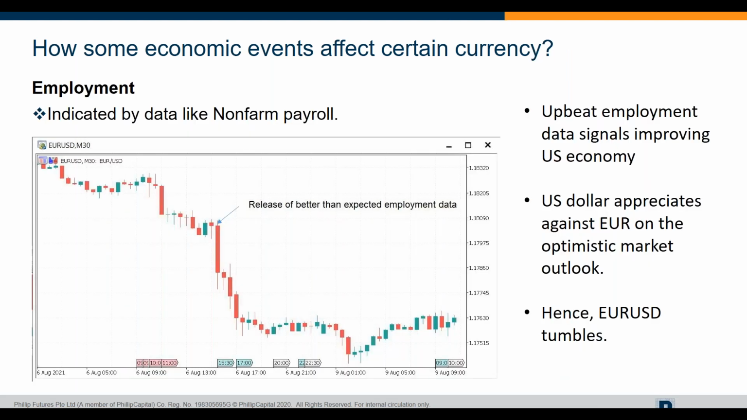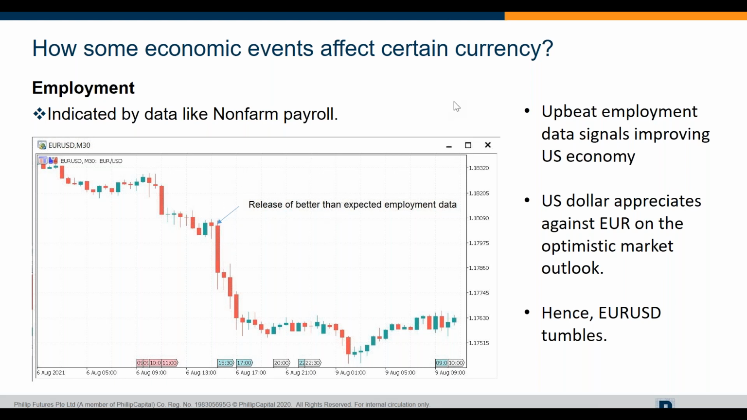So some of the interesting examples we have here. This is a screenshot after the release of the non-farm payroll recently. As you can see from here, after the release of a better than expected employment data for the US, the Euro USD quickly tumbled by a lot.